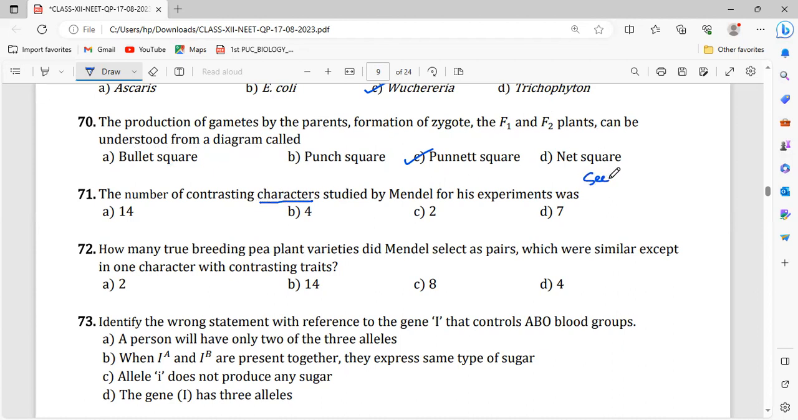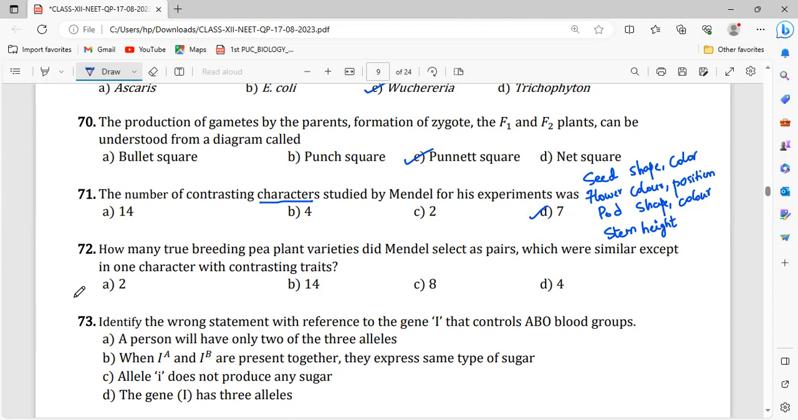If you see, he took the seed shape and seed color, and then he had considered flower color and flower position, and then he had considered pod shape and pod color, and then the last one is stem height. So these are the total 7 characters Mendel has considered for his experiments.